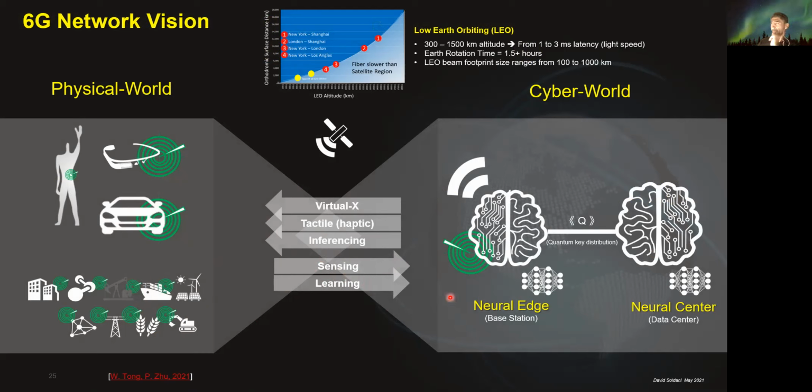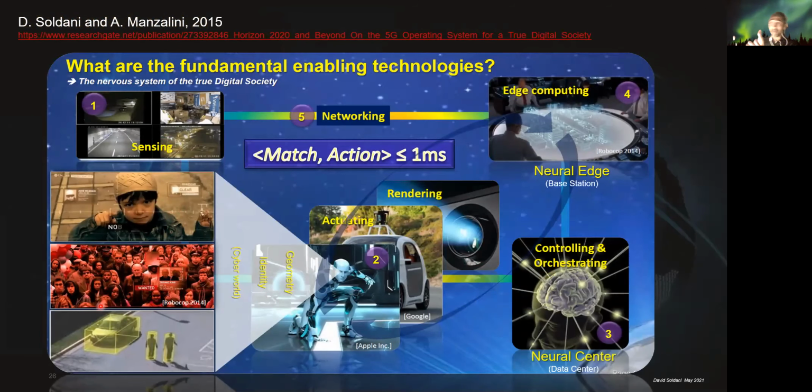Here you have an example of how the architecture looks. We are thinking of the base stations in terms of neural edge, and the data center will become the so-called neural center. So you have a distributed machine learning pipeline whose communication we currently target to have supported by quantum key distribution, which is also particularly valuable for the characteristics of connected intelligence.